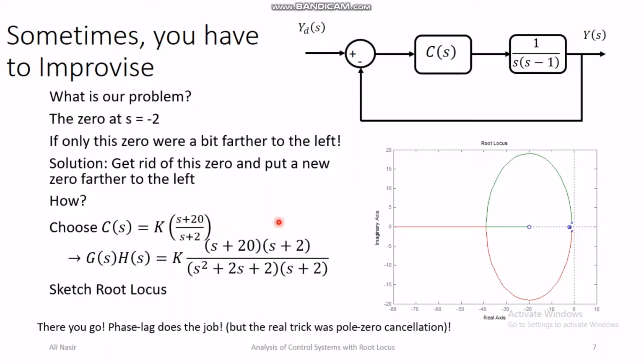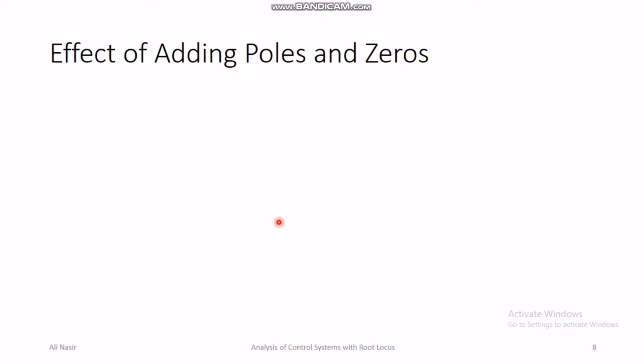Okay, so that was that. And next I want to discuss the effect of adding poles and zeros. We have already talked about the effect of adding poles and zeros previously, but I want to revisit this topic since we have recently discussed the root locus. I want to discuss this topic in the light of root locus.